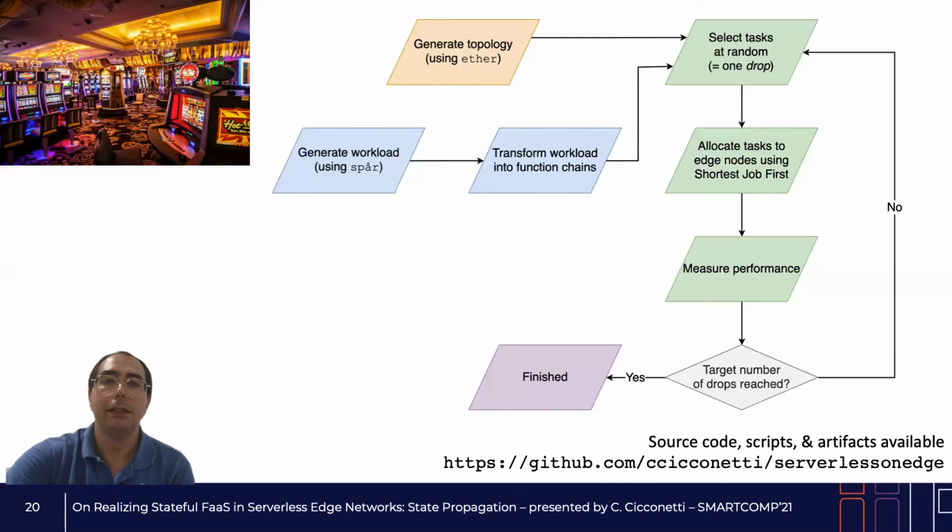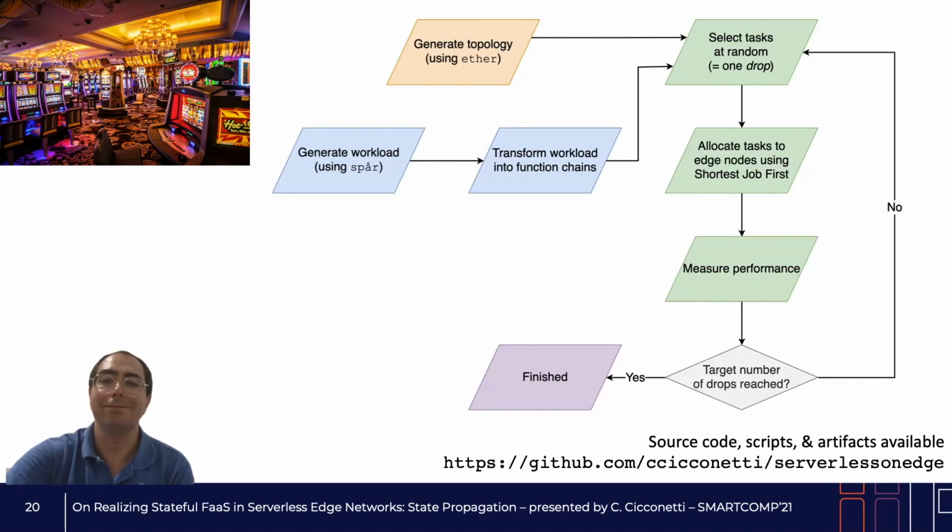Then we have applied a typical Monte Carlo simulation approach. So we generate the topology and the workload, and then we simulate many drops where tasks are selected at random. We do the allocation of tasks or functions to the edge nodes using shortest job first, which is a very well known algorithm that is used in many online schedulers for multi-server systems. All the source code, the scripts, and the artifacts are available in a GitHub repository, which you are very welcome to try.